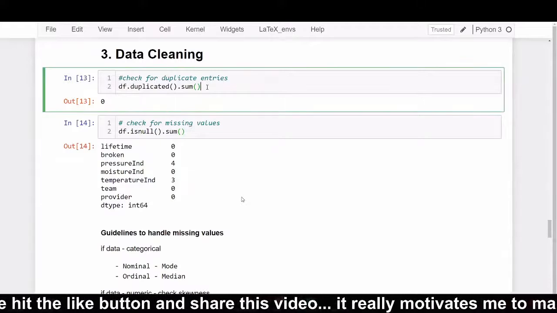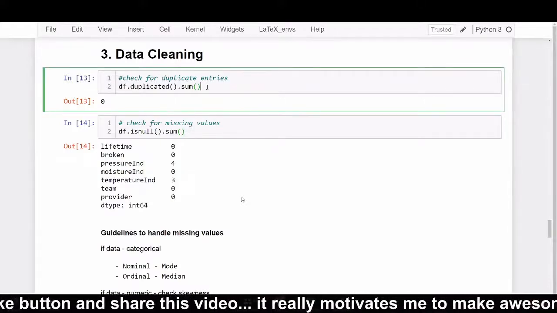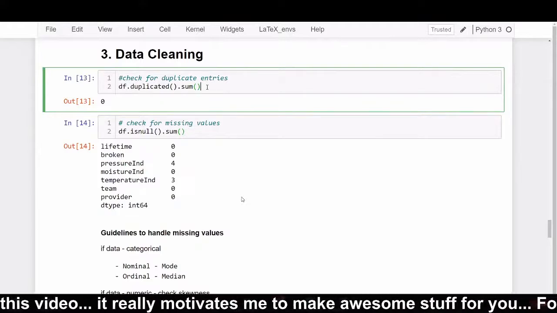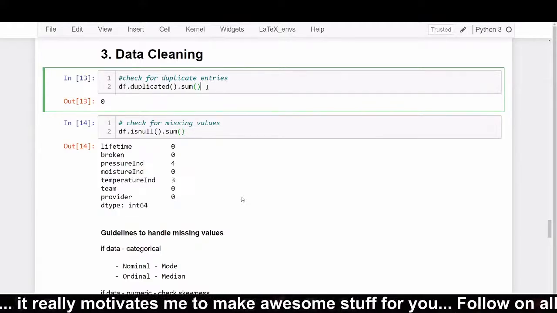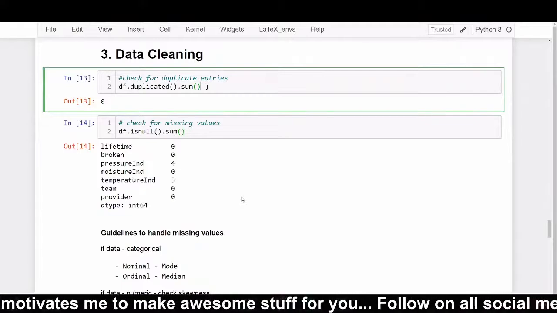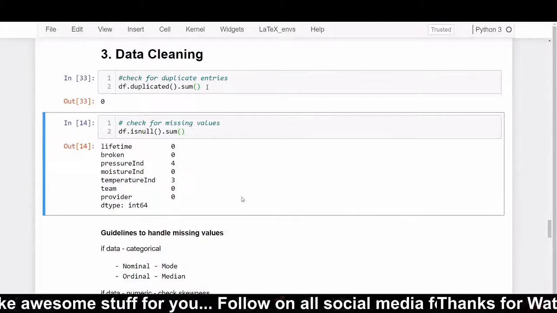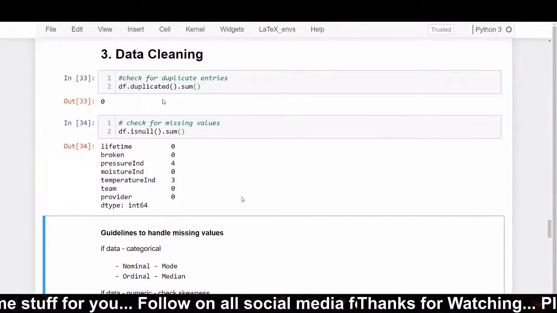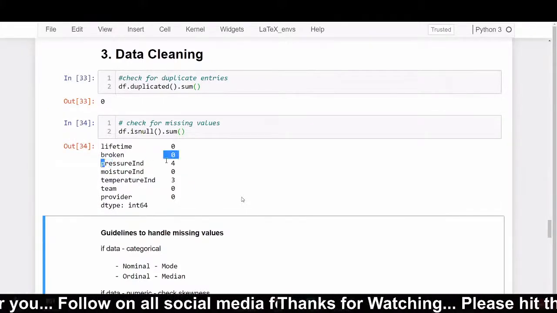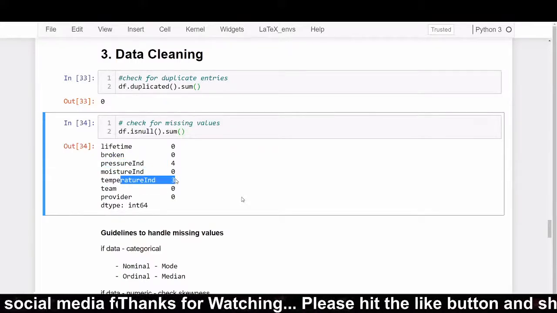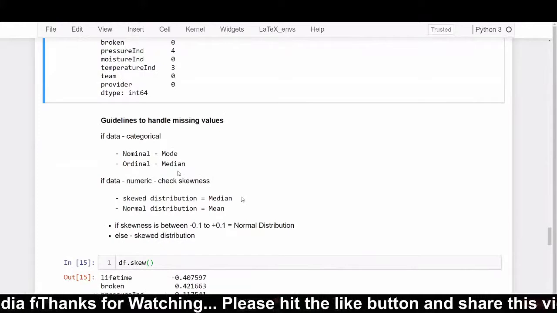And then we talk about the data cleaning part, right? Which is where we take multiple steps. First, checking for duplicate entries, right? So df.duplicated.sum is helping us identify how many rows are duplicate. We identified 0 rows. We check for missing values. We found that pressure has 4 missing values and temperature has 3 missing values, right? So these are the missing values in the data.